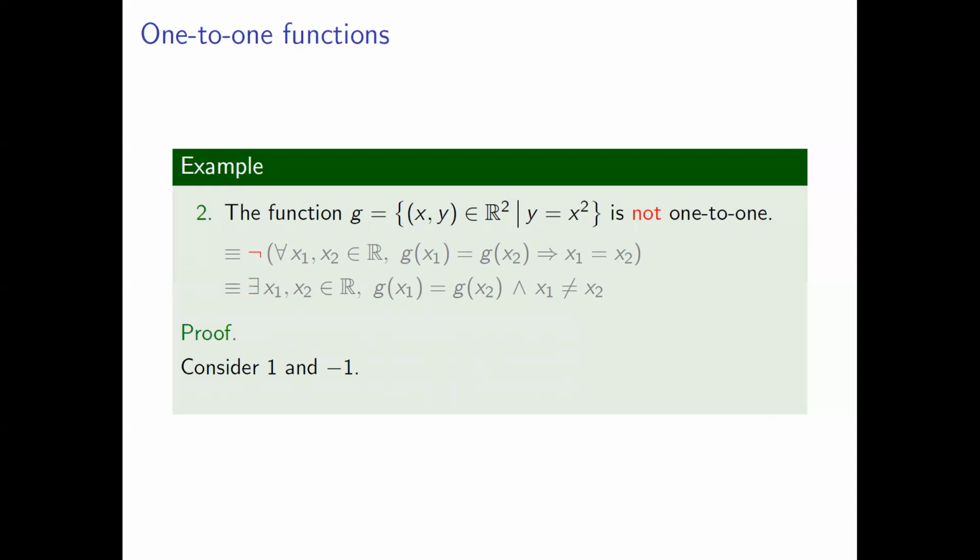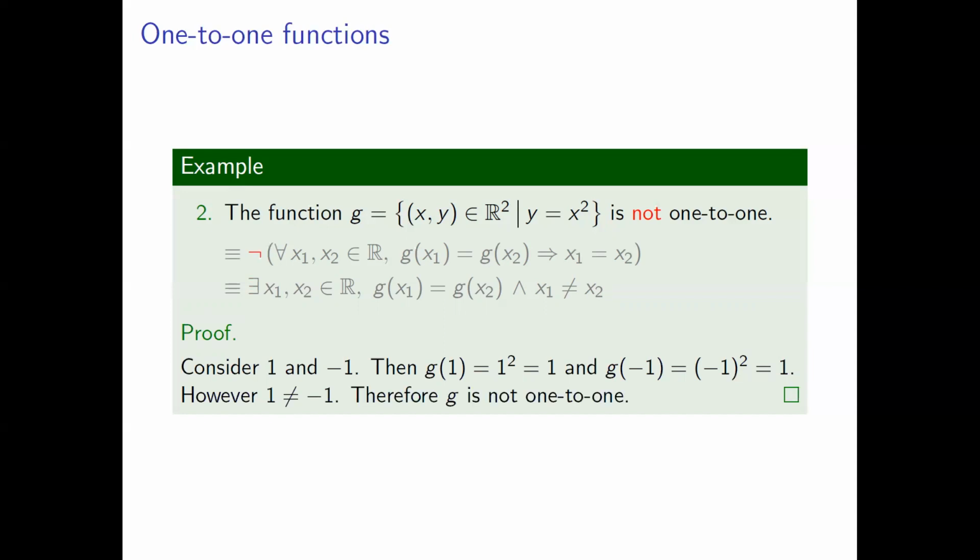Indeed, consider the real numbers 1 and negative 1. Then g of 1 equals 1 squared, which is equal to 1, and g of negative 1 equals negative 1 squared, which is also equal to 1. However, 1 is not equal to negative 1. Therefore, g is not one-to-one.